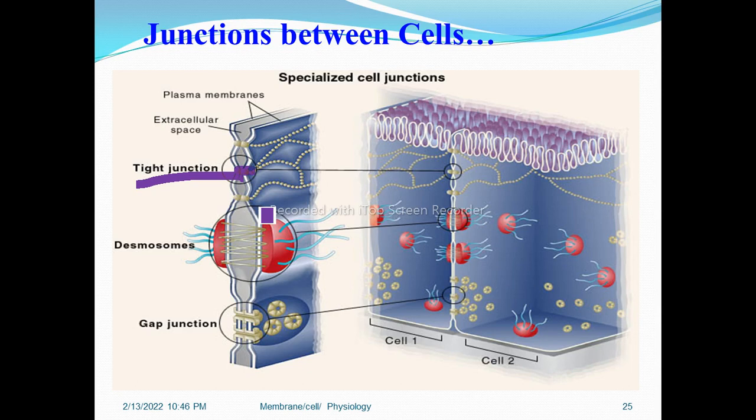In the case of a tight junction, the plasma membranes of adjacent cells fuse together, so that it is impermeable. There is no material to pass. Passing through the extracellular space between adjacent cells is prevented. Molecules may pass either through diffusion or active transport. So tight means it's impermeable.